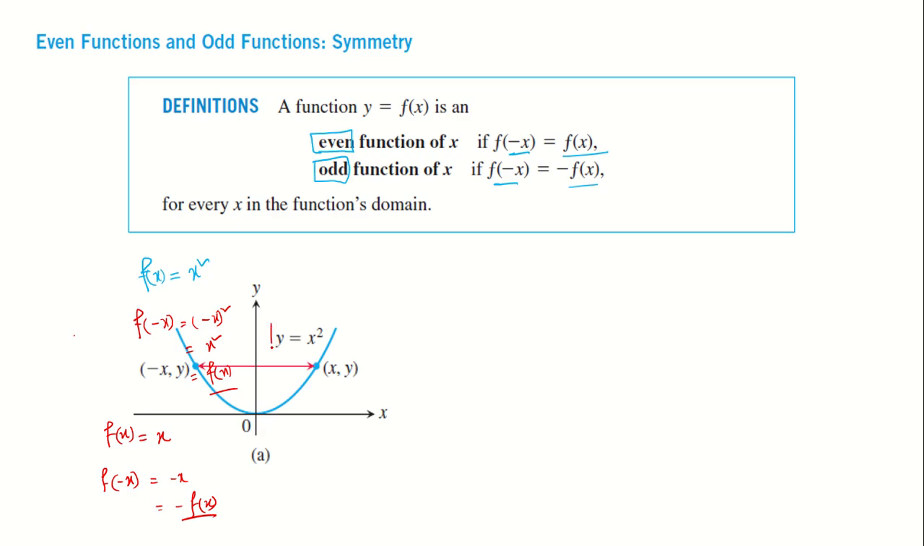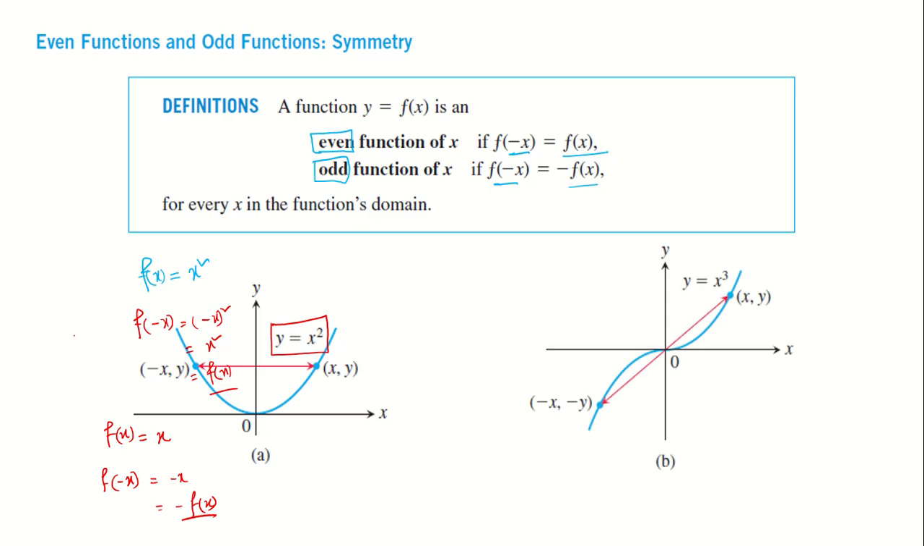Here is the example, that is y equals x squared. This one is an even function. And here, we can go for x cube also. y equals x cube, that means f of x equals x cube. That will be an odd function.